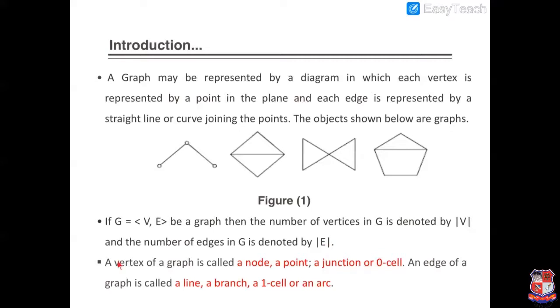A vertex of a graph is also called a node, a point, a junction, or a zero cell. An edge of a graph is also called a line, a branch, a one cell, or an arc.